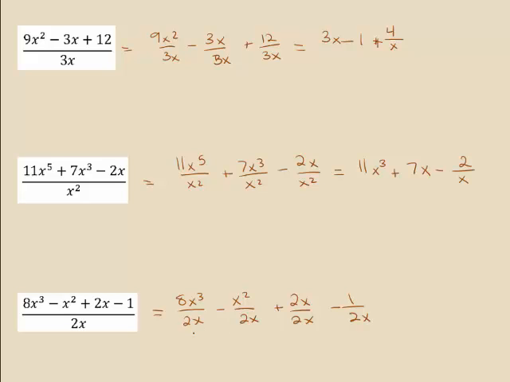Okay. In this example, 8 divided by 2 is 4. 3 minus 1 is 2. I have nothing to divide the 2 by, so the 2 remains in the denominator. 2 minus 1 is 1. 2x divided by 2x is just 1, and then this won't simplify at all, so I leave it exactly as it is.